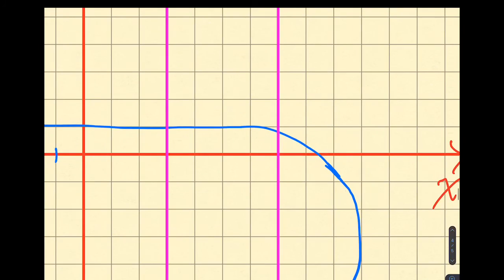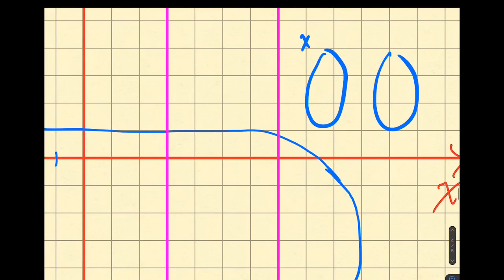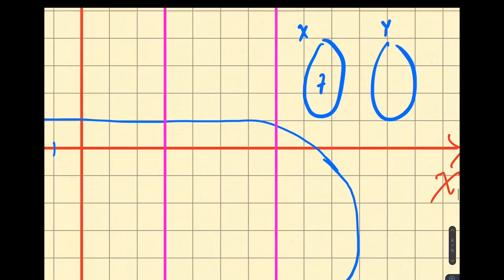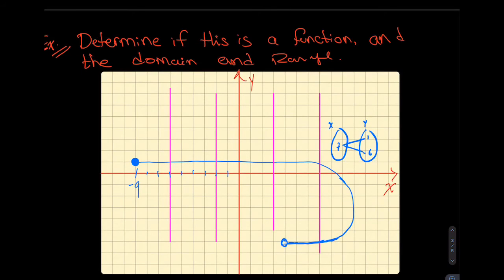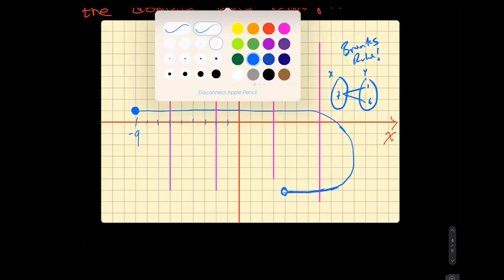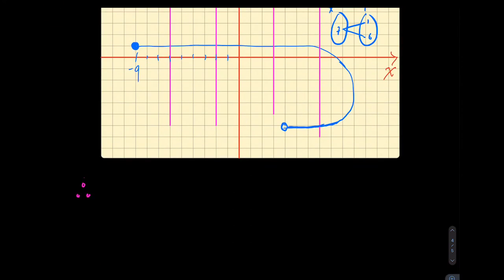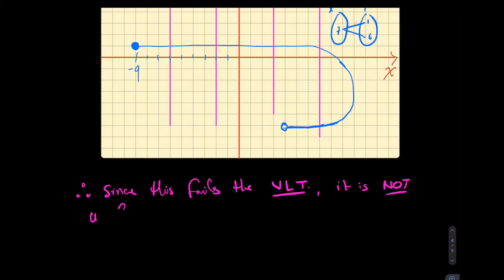So remember how we said that is breaking the rules. If we have those two domains, this is our x domain, this is our y domain. There was a 7 here, and it looks like it's mapping to just under 1, and a -6. So that was where it's breaking that rule there, right? And we can't have that. Breaks rule. So what we could say is therefore, since this fails the vertical line test, just going to call it VLT, it is not a function.